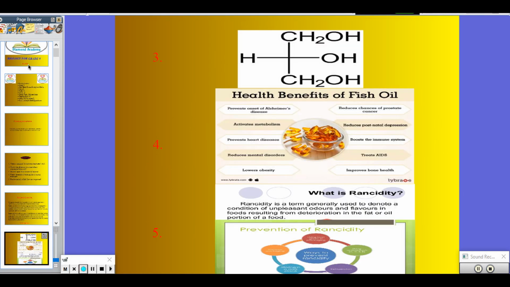The open chain structure of glycerol is C3H8O3: carbon 1, carbon 2, and carbon 3, with 3 oxygens, 1, 2, 3, and 8 hydrogens, 1, 2, 3, 4, 5, 6, 7, 8. So this bond is obeying the octet rule. So this is glycerol, which is a trihydroxyl alcohol or polyhydroxyl alcohol.